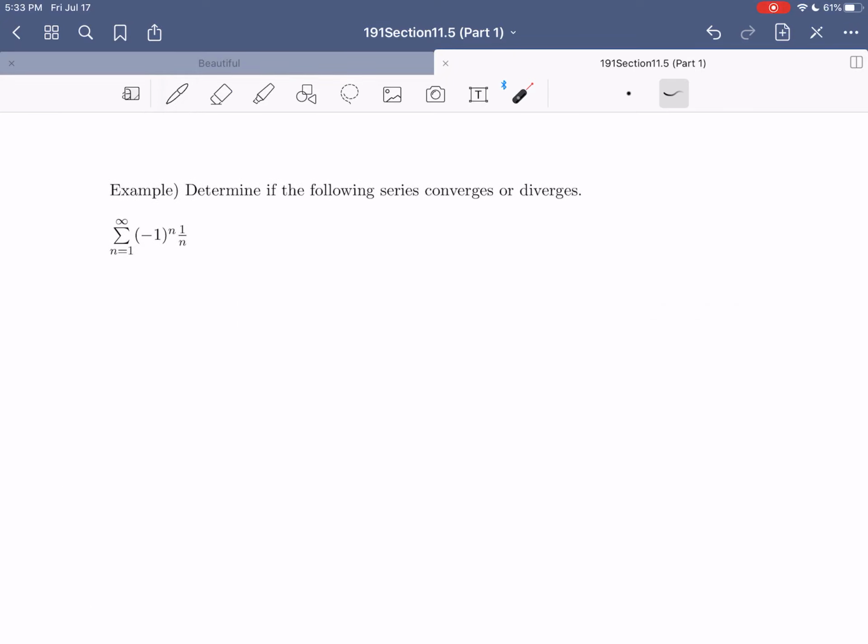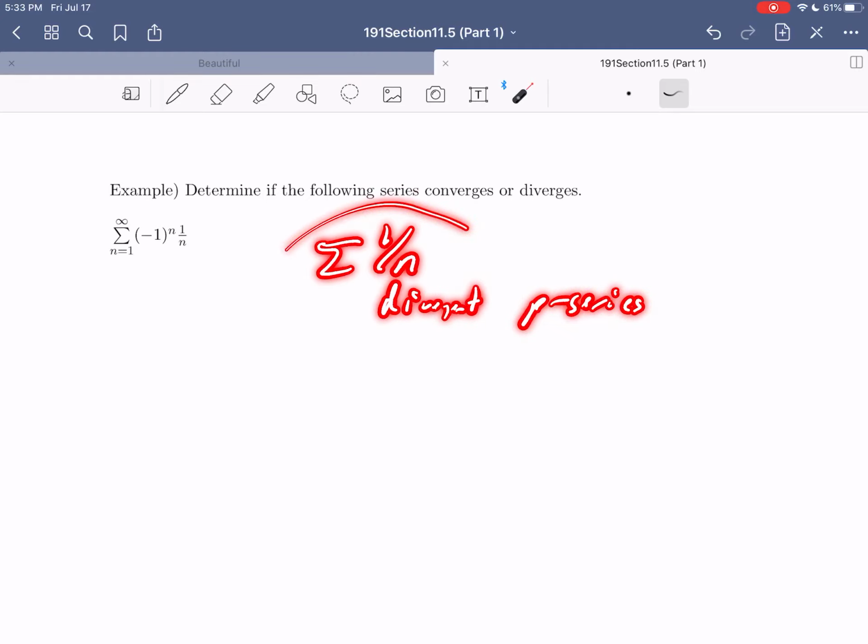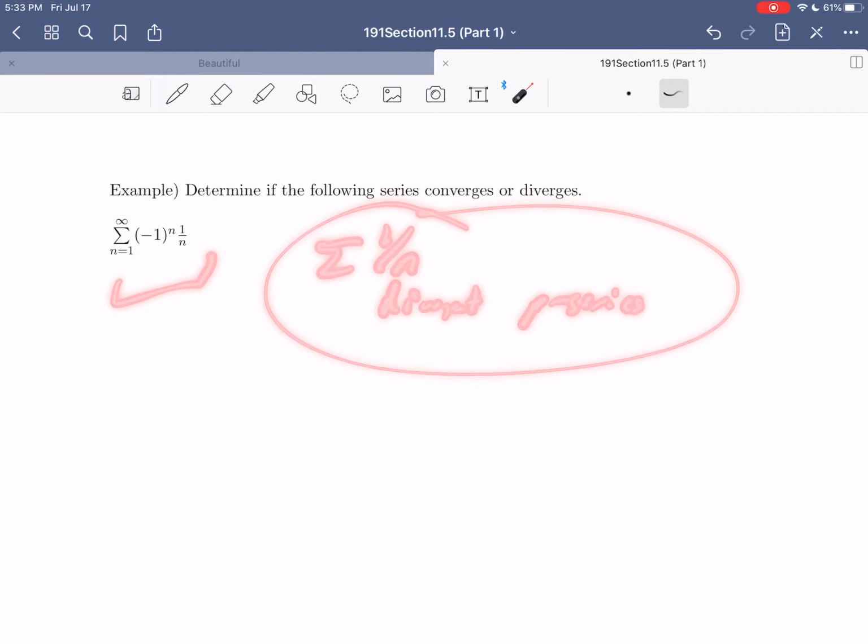So, here's an alternating series that we want to determine if it converges or diverges. So we have the sum from n equals 1 to infinity of (-1)^n times 1 over n. Now, we might be tempted to say, oh, I know that the sum of 1 over n is a divergent p-series. We called that the harmonic series. So does that mean that this automatically diverges?